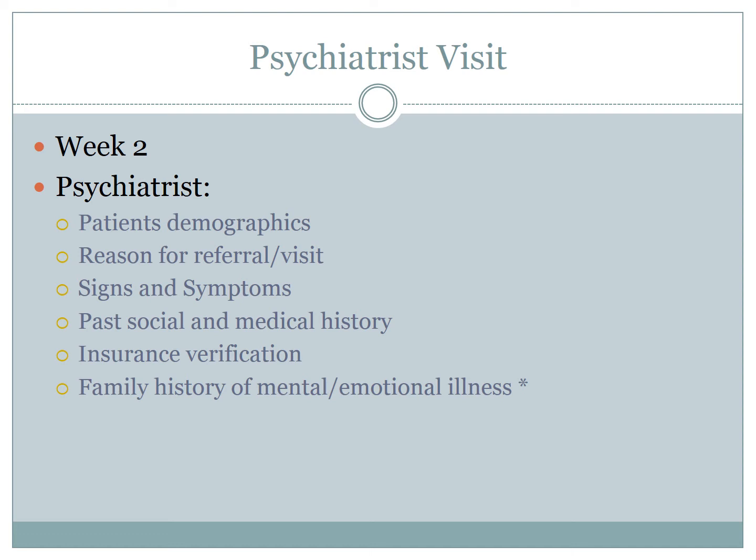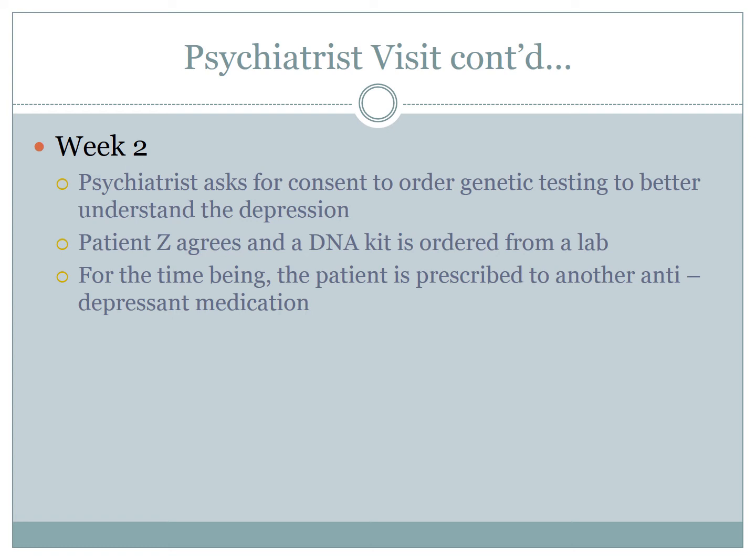During the patient's first visit to the psychiatrist, the following information will be needed: the patient's demographics, their reason for the referral, their signs and symptoms, past social and medical history, insurance information, and any family history of mental or emotional illnesses. To help better understand patient Z's form of depression, the psychiatrist asks for consent to order genetic testing. Patient Z agrees, and a DNA kit is ordered from a lab. For the time being, the patient is sent home and prescribed another antidepressant medication.